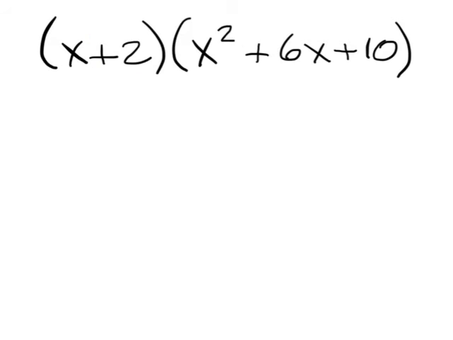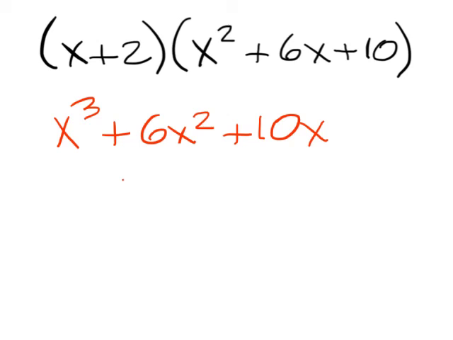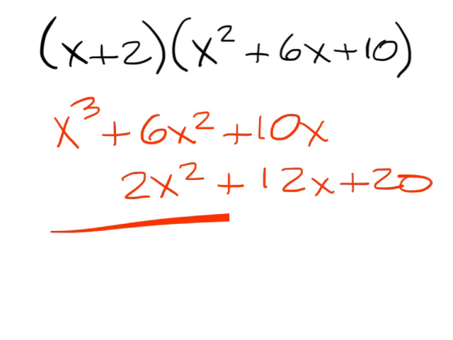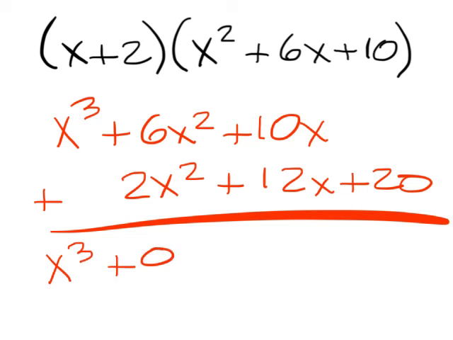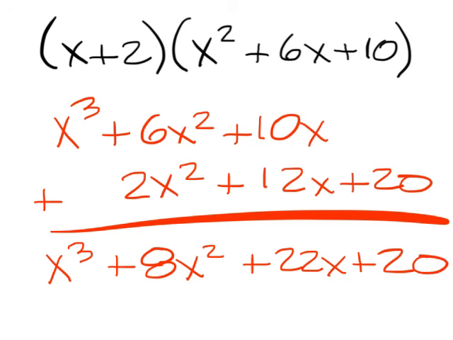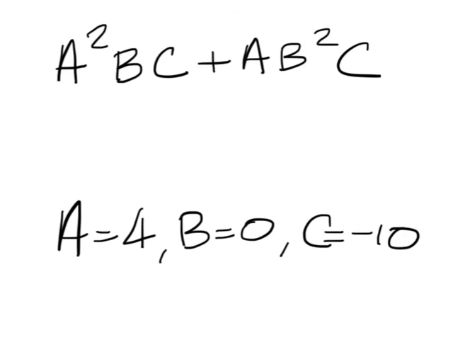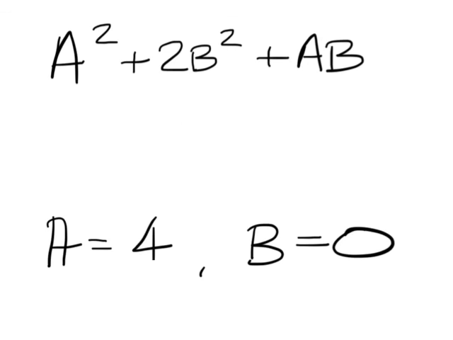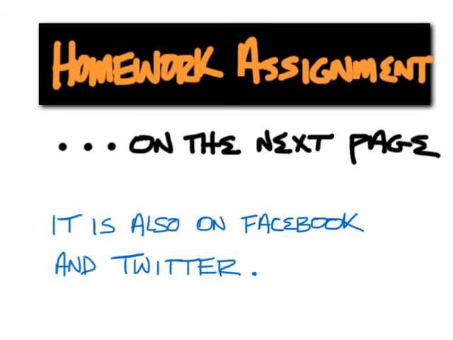For the practice, you should have x to the third plus 6x squared plus 10x, and then 2x squared plus 12x plus 20. Add everything together. X to the third plus 8x squared plus 22x plus 20. Answer on the bonus is 0. Answer on the bonus problem should be 16.